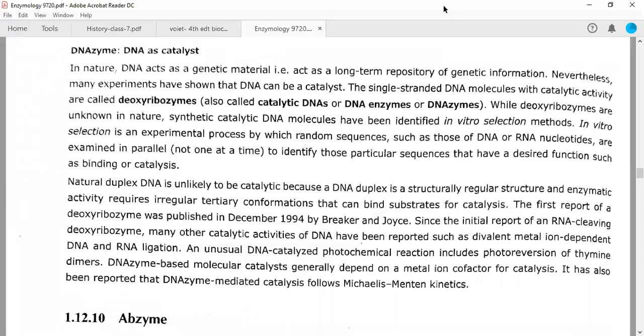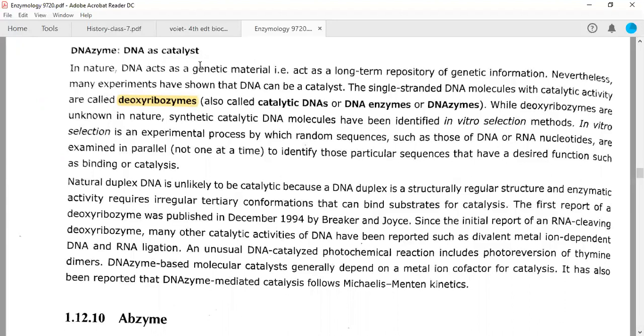Okay, so if the RNA works like an enzyme, then it is called a ribozyme. If the DNA is working like an enzyme, then it's called a DNAzyme. Or because DNA has deoxyribose sugar, it can also be called a deoxyribozyme. Some other names are also given, for example, catalytic DNA, RNA enzymes, or DNAzymes simply. So these are the different names for these DNA enzymes.